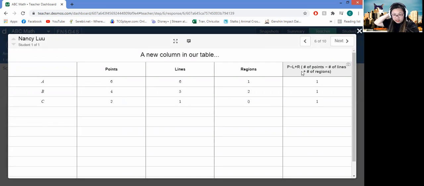Okay, cool. So what did you notice after doing this quick example? What did you notice about the answer? They all equal one. They all equal one. Perfect. You notice how every time you take the points, subtract the number of lines, and then add the number of regions, you always get the number 1.